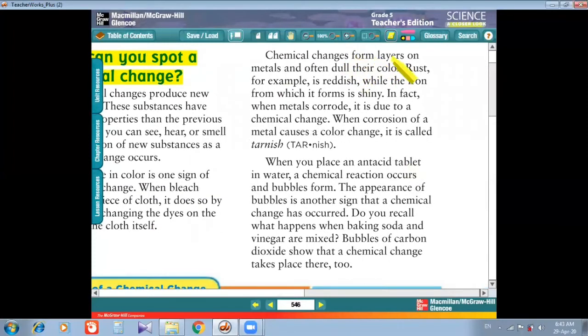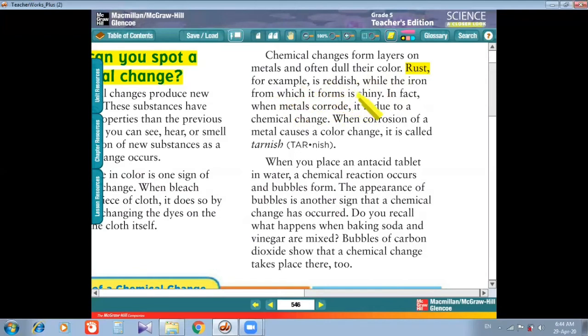Chemical changes form layers on metals and often dull their color. Sometimes, due to chemical changes, a new layer is formed on the metals, which dulls its shine and its color. Rust, for example, is reddish, while the iron from which it forms is shiny.